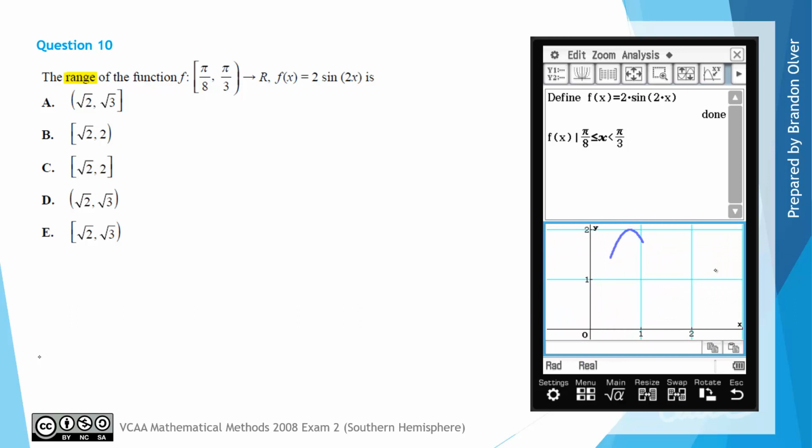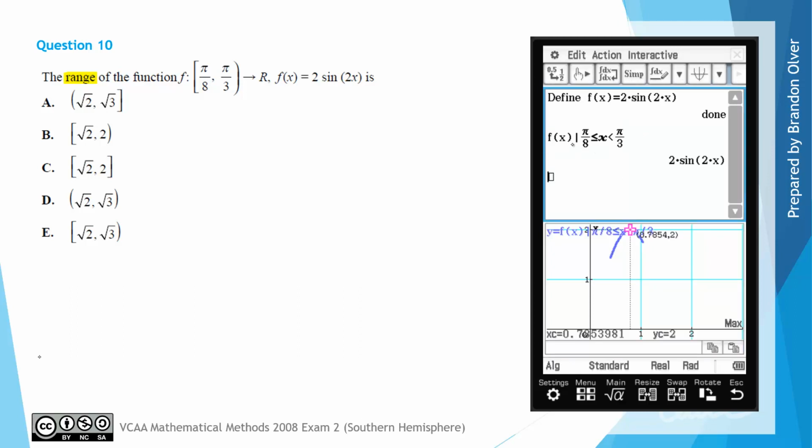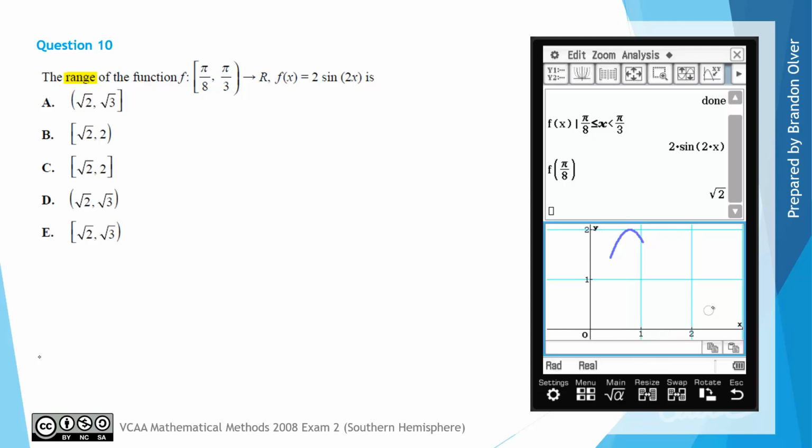We can see that our range goes from the endpoint of pi on 8 to the maximum, not the other endpoint. So if I go analysis gsolve max, we can find that point, and the x value is a decimal, but the y value is exact as being 2. The only other thing we really need to find is the other endpoint where it's at its minimum, and that's down there at the pi on 8 value. So if I go back to the main menu, I can drag down f of x and replace x with pi on 8, and that gave us root 2. So that's the minimum value there, up to the maximum value of 2 that we can see on our graph.